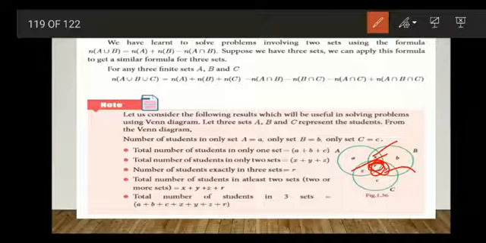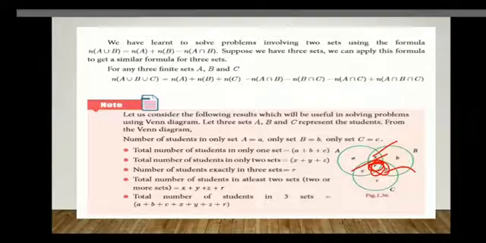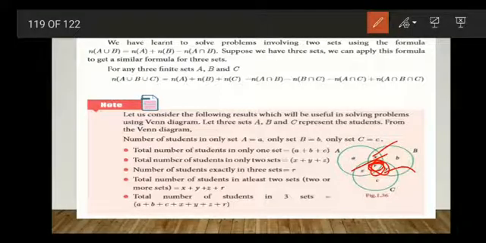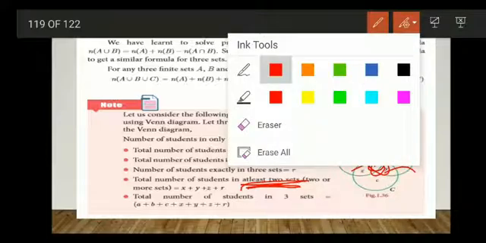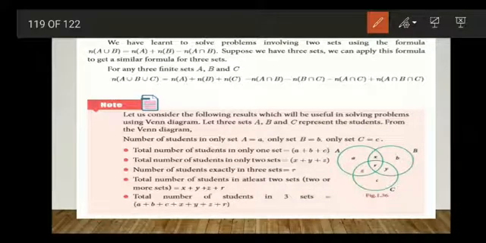Total number of students in at least two sets. At least two sets means two or more sets. At least, in the sense, two or more sets. So how many students are in at least two sets? X is in two sets, Y is in two sets, Z is in two sets and R is in three sets, that is two or more sets. So the total number of students in at least two sets is X plus Y plus Z plus R.